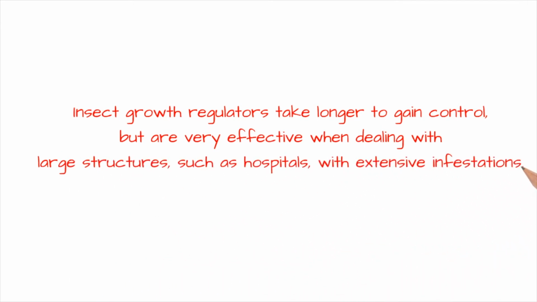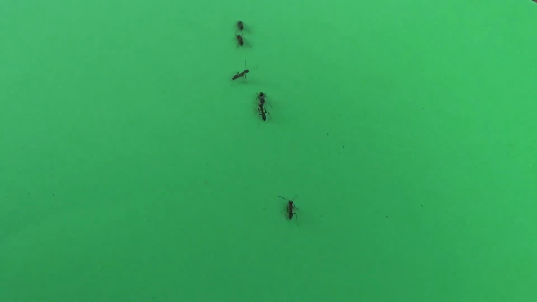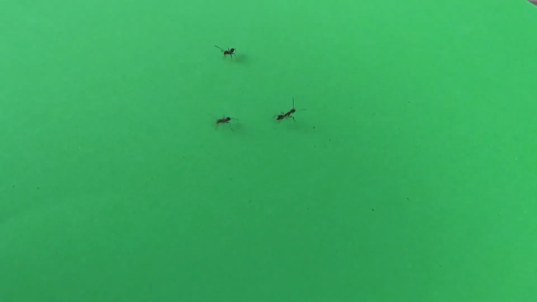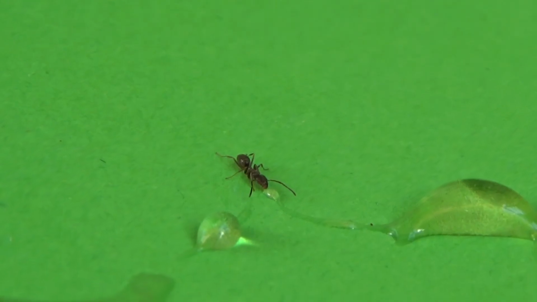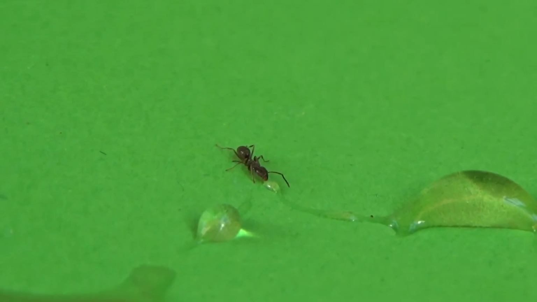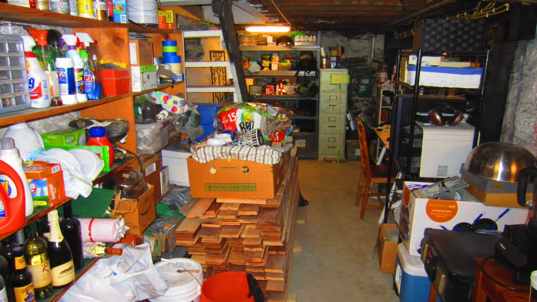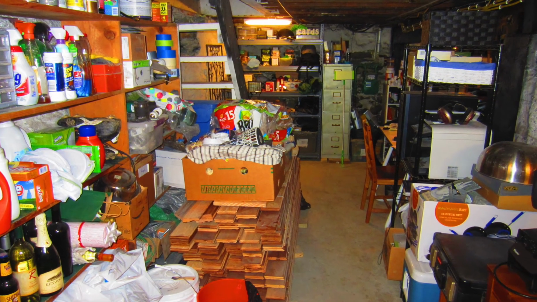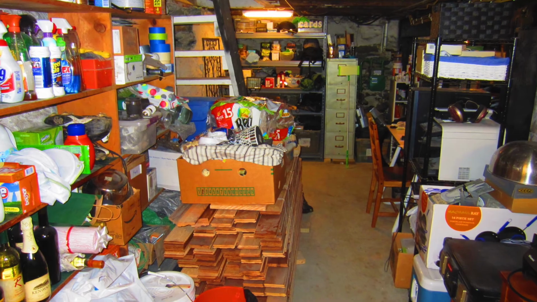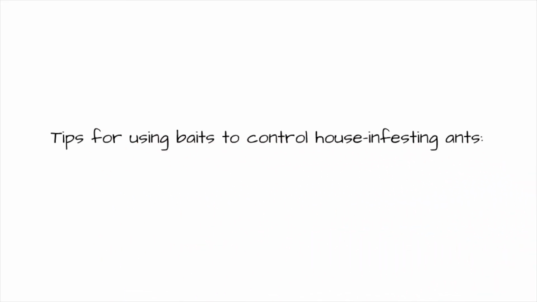If ants are still present several weeks after the initial baiting, then monitoring and subsequent baiting should be performed again. Liquid baits may be consumed quickly and may need to be replenished often. In storage areas, several bait stations should be placed where they are likely to be encountered by ants introduced from stored materials. Tips for using baits to control house-infesting ants.